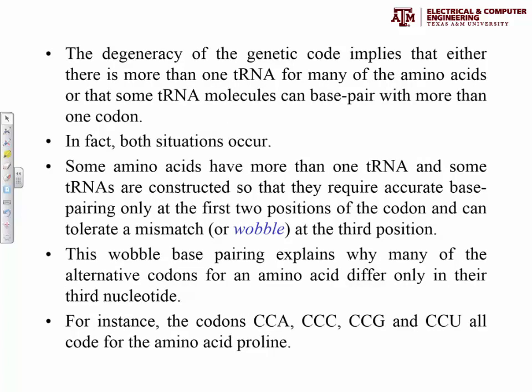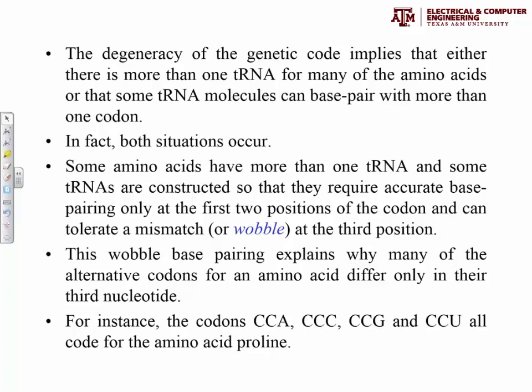Now the degeneracy of the genetic code implies that either there is more than one tRNA for many of these amino acids, or that some tRNA molecules can base pair with more than one codon. Right. In fact, both situations occur. There are amino acids that have more than one tRNA, and some tRNAs are constructed so that they require accurate base pairing only at the first two positions.